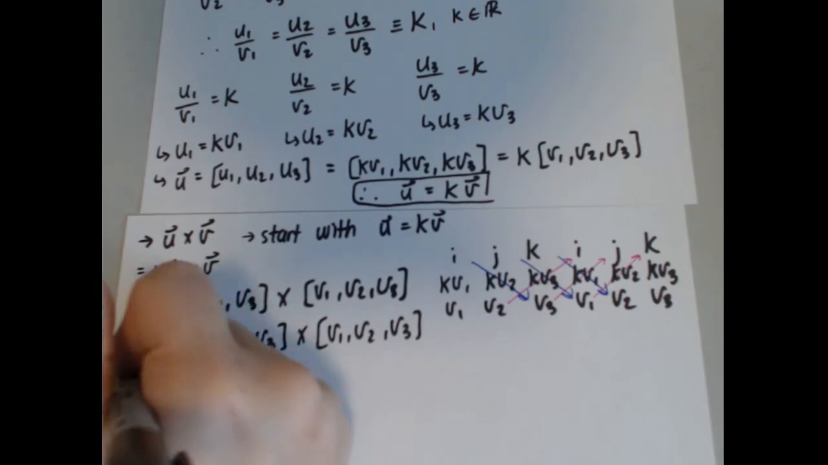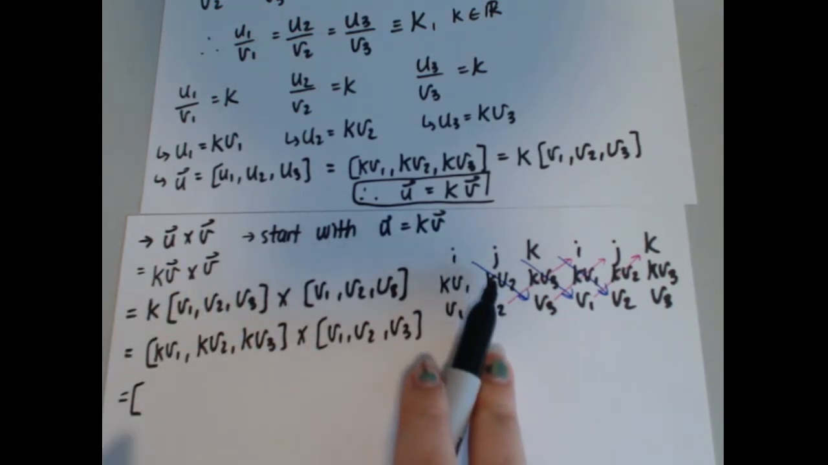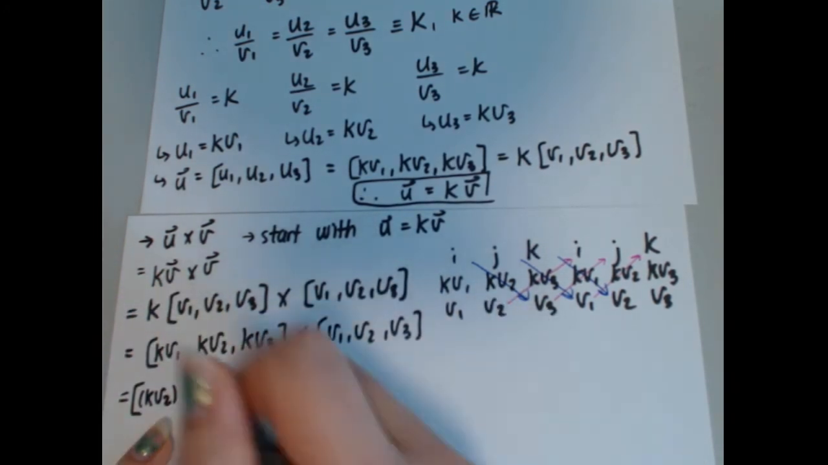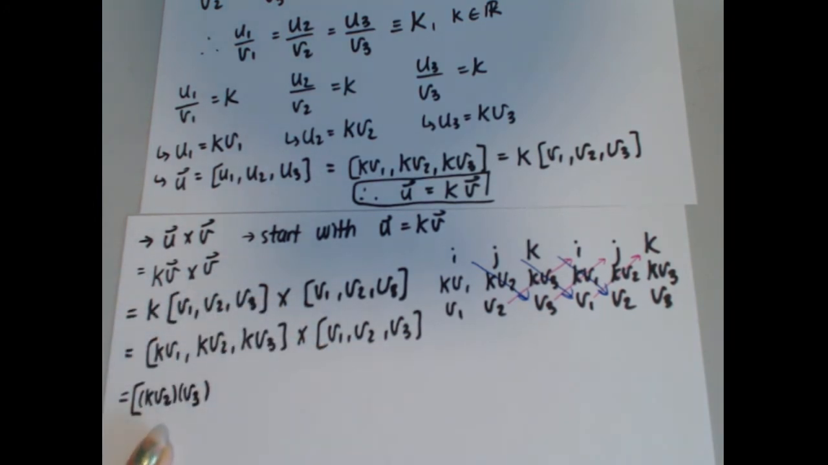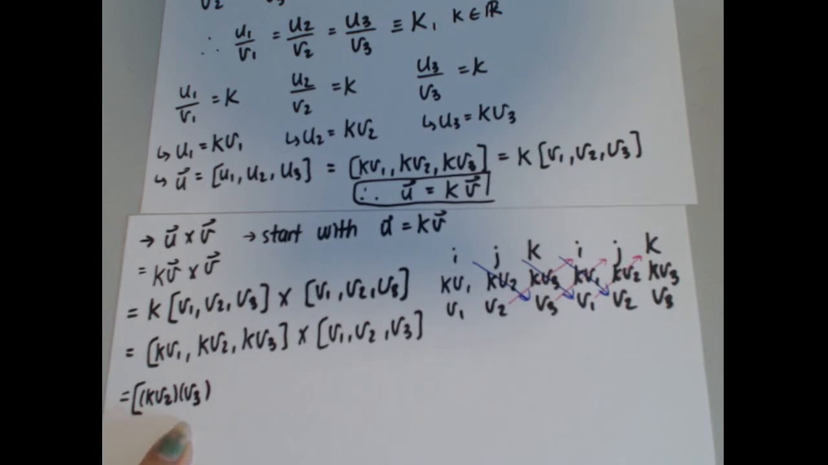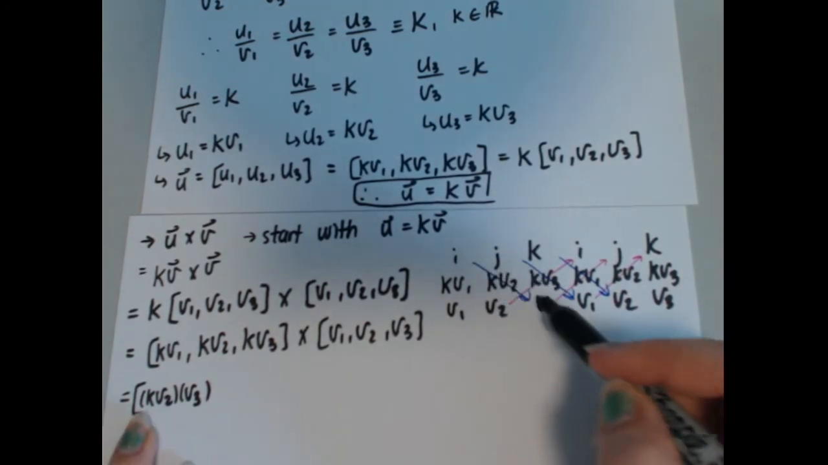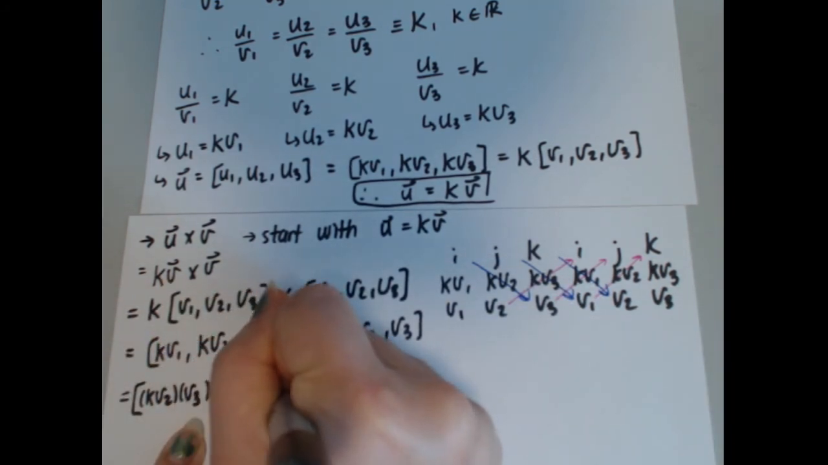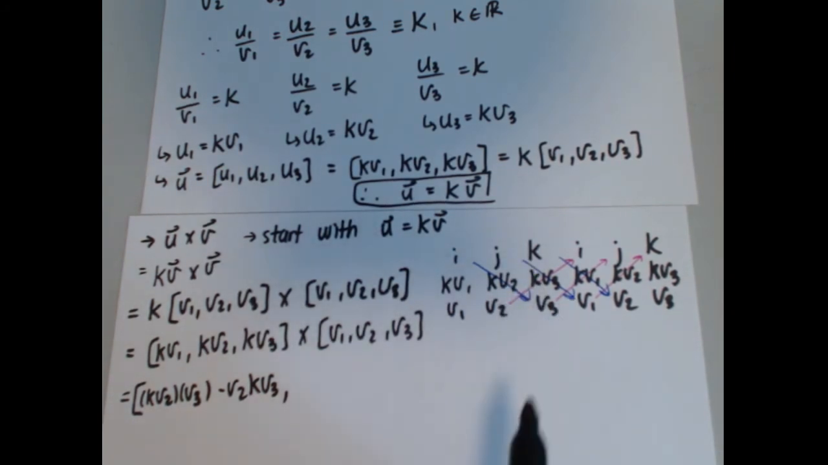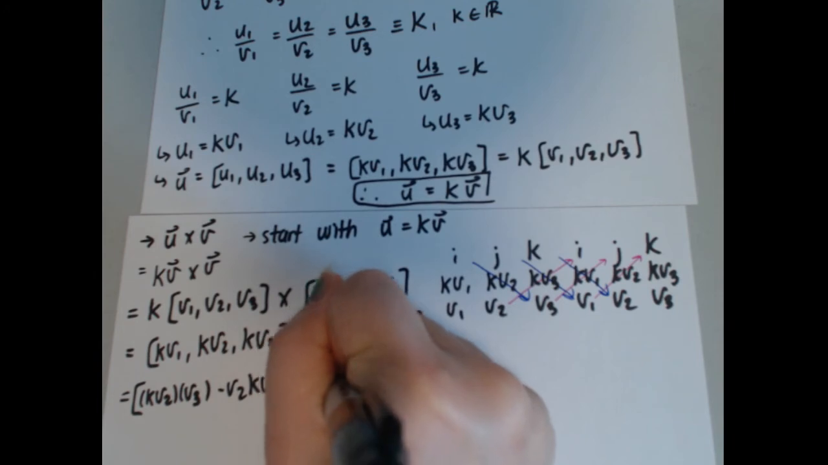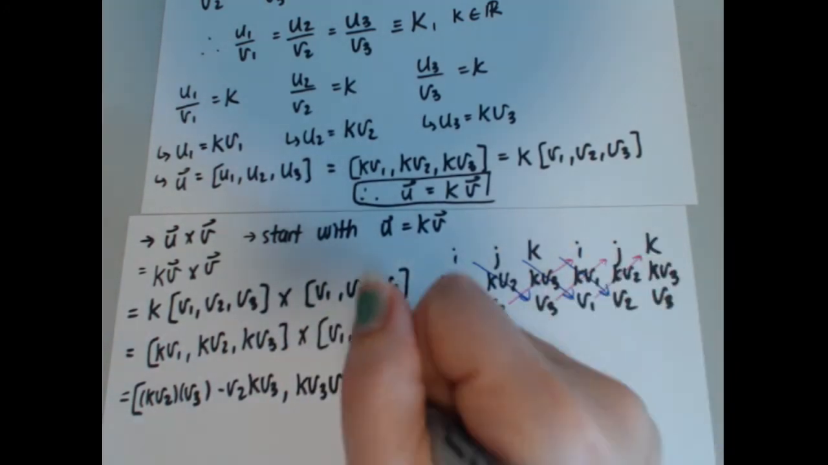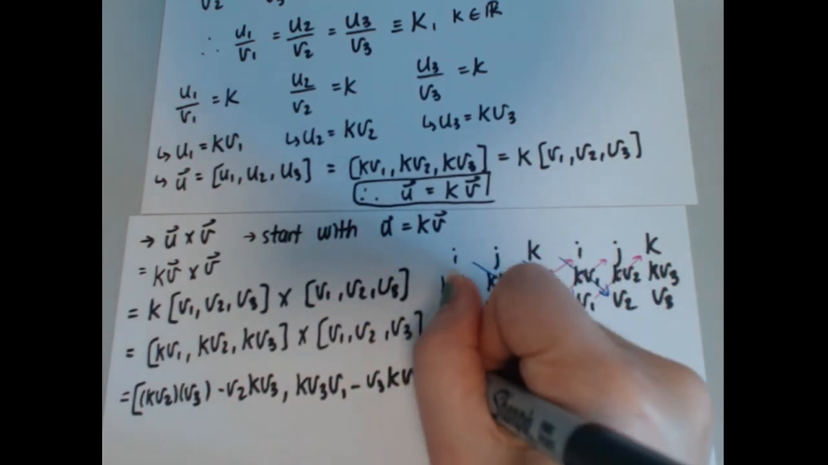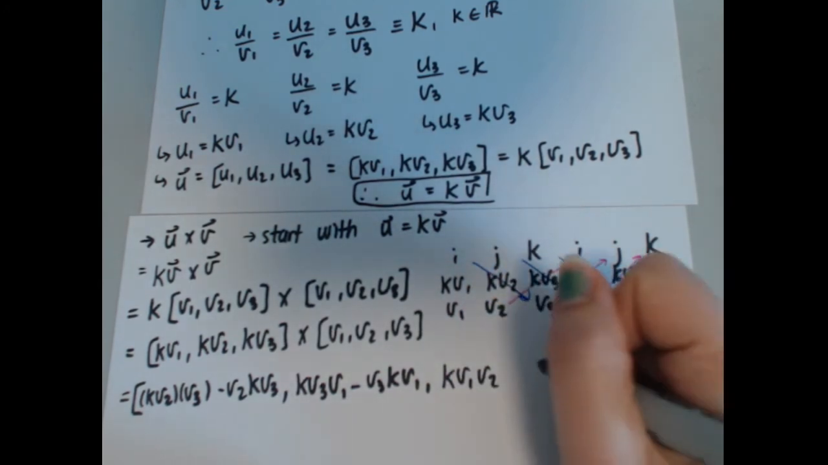Okay, so let's figure out what this cross product is going to be. For the x component, for i, it's kv2 times v3. In fact, I don't really have to use brackets because I don't have any negative numbers here, and they're all letters. So I'm going to stop using the brackets. So kv2 v3 minus v2 kv3. That's for x. For y, you have kv3 v1 minus v3 kv1. And then for z, you have kv1 v2 minus v1 kv2.